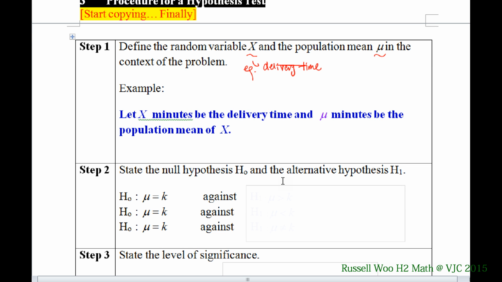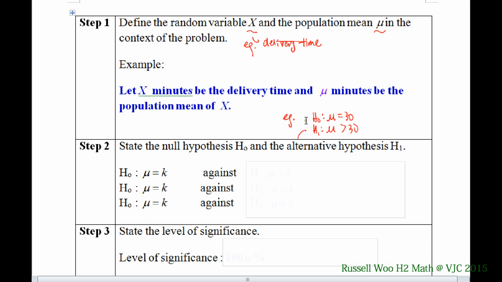Step 2, you state what you want to investigate. In our case, we stated H0: mean equals 30, H1: mean greater than 30. This is an example. In our example, we did that. What I'm going to say is there are 3 cases. This K depends on your problem. Don't just put K there.